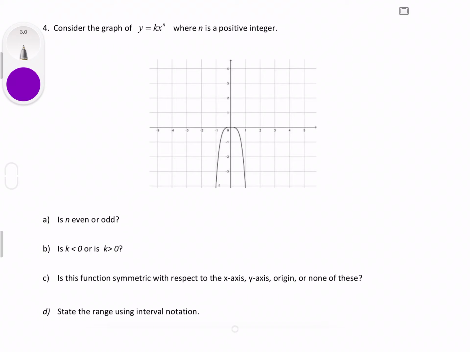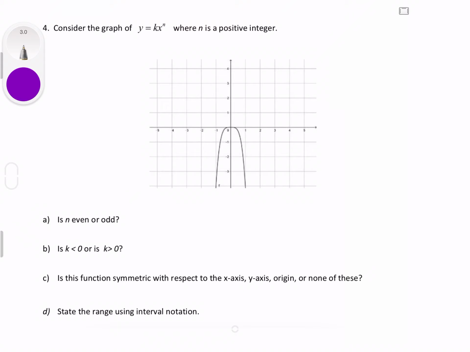Okay, guys, so this is number 4 on the test 3 study guide. We're given this graph right here, and it wants us to answer these questions. So we have a graph that looks like a parabola turned upside down, and the first question is n, which is our exponent. Is it even or odd?